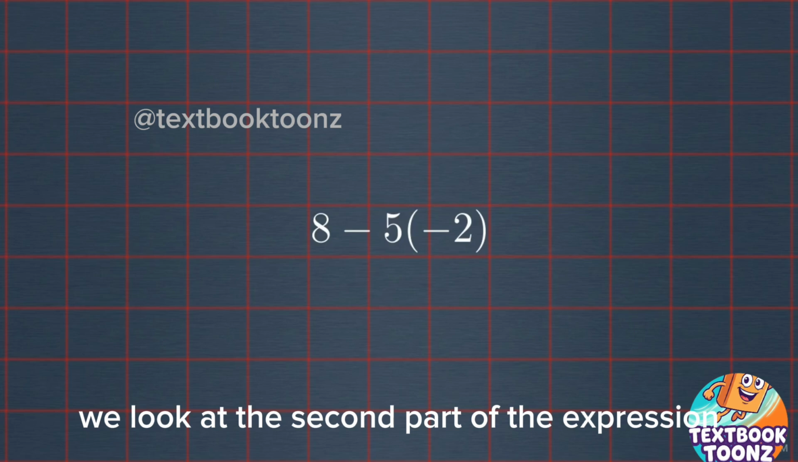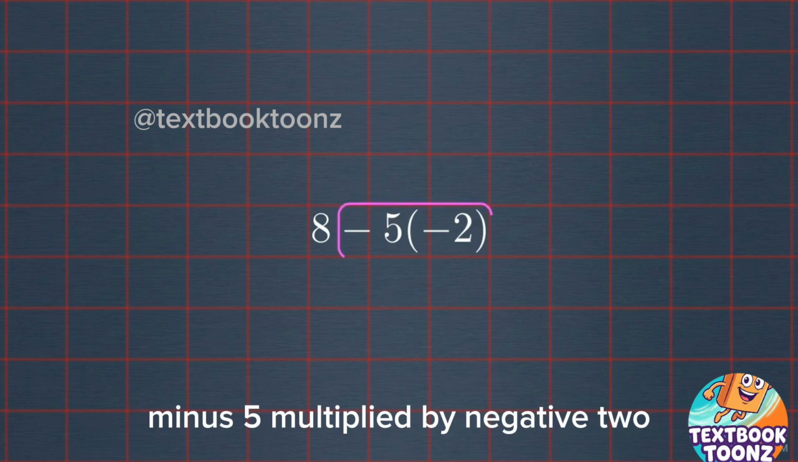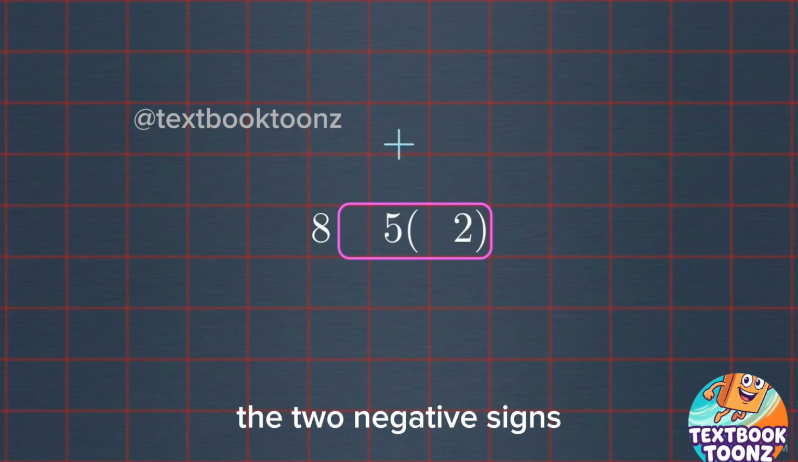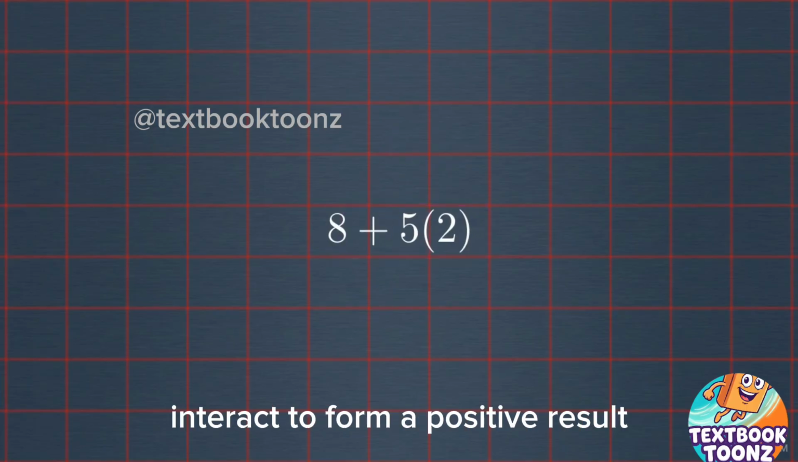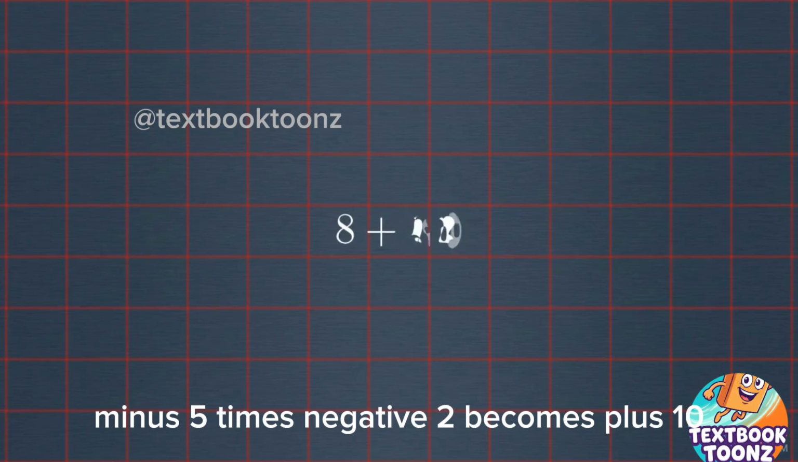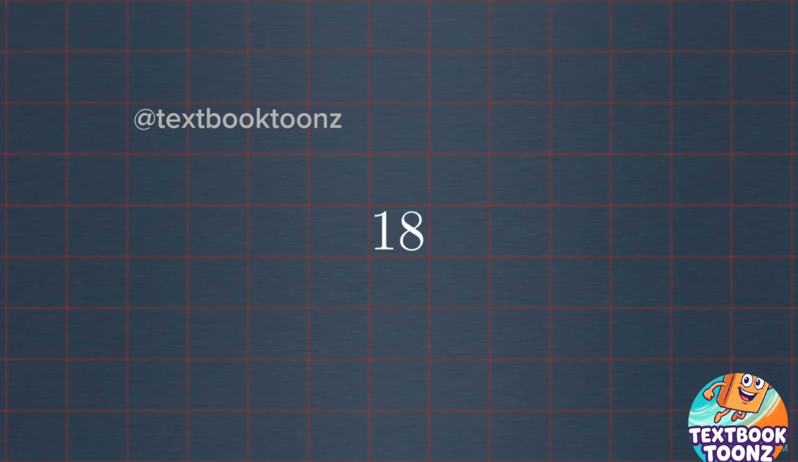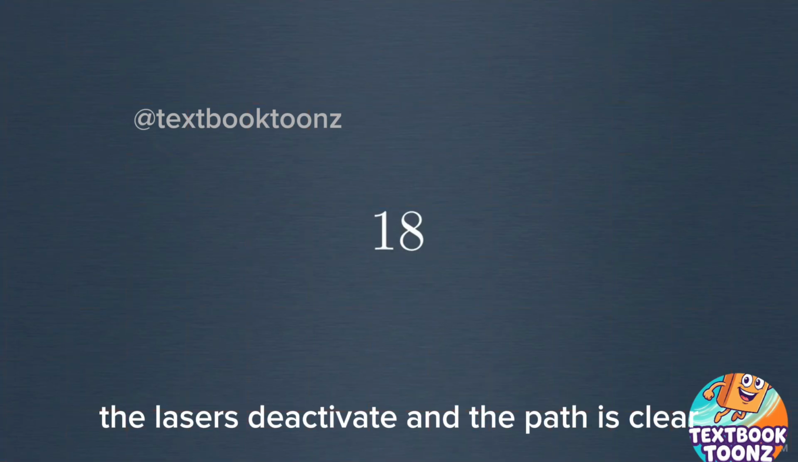Next, we look at the second part of the expression, -5 multiplied by -2. When we multiply these values, the two negative signs interact to form a positive result. -5 times -2 becomes +10. We combine our results, 8 plus 10, for a final value of 18. The lasers deactivate and the path is clear.